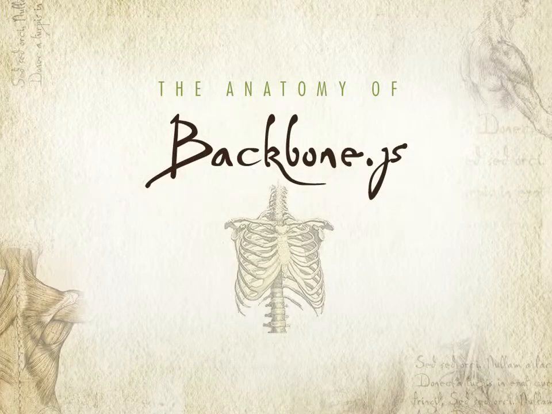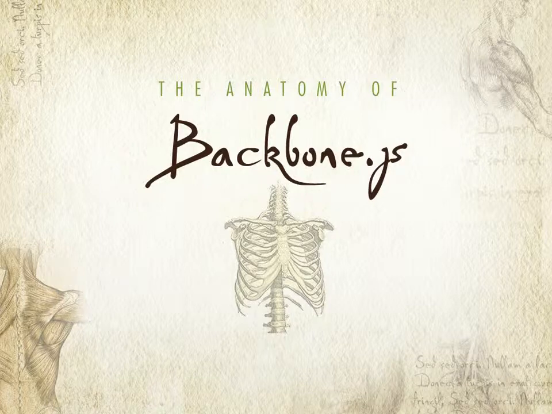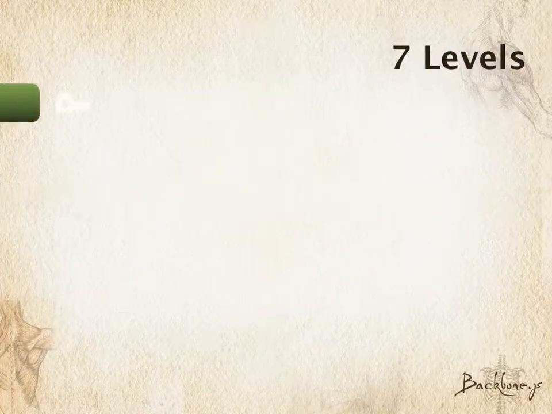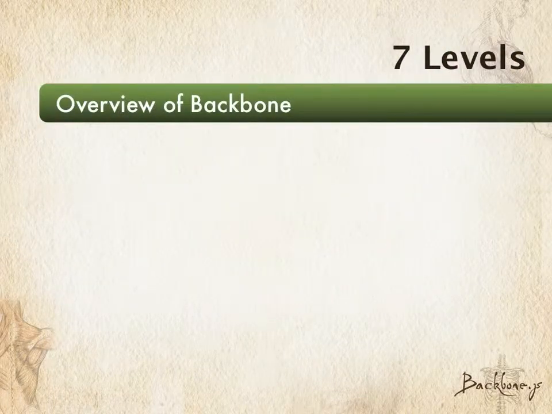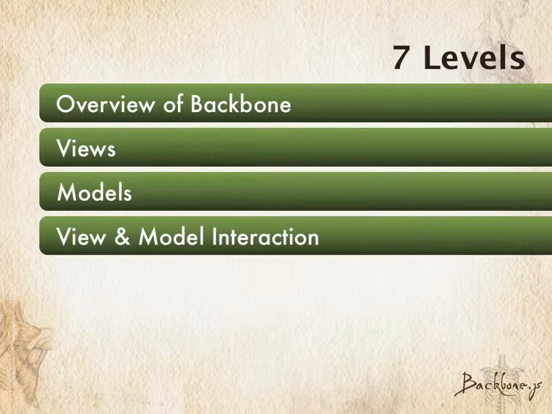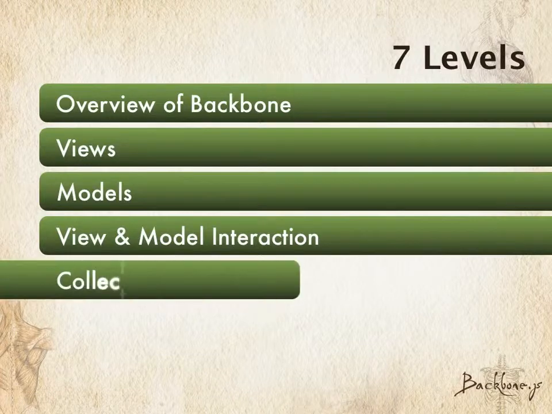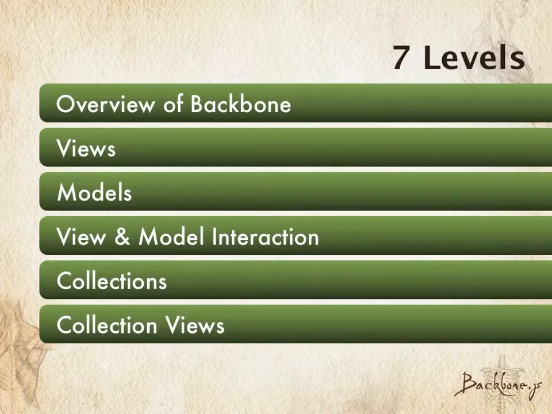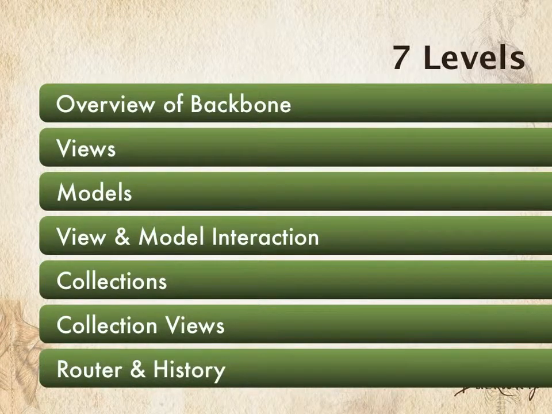In this new course, we'll show you how to build a dynamic web application using Backbone.js. To get started, we'll do a quick overview of Backbone in the first level, and then take a closer look at views, models, and how they work together to represent your data on the client side. After that, we'll delve into collections and collection views to be able to work with multiple items, and finally we'll cover the 2 most powerful features of Backbone, its router and history APIs.